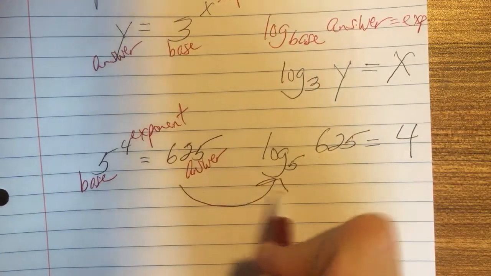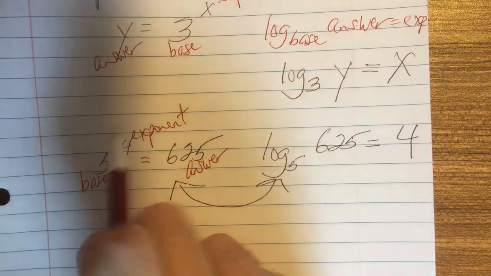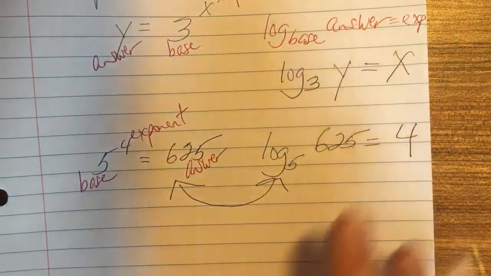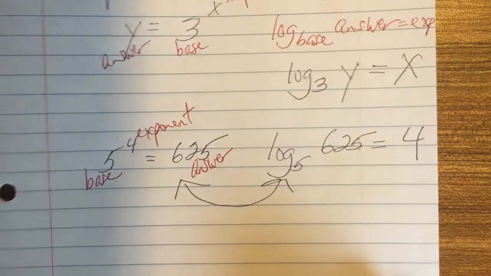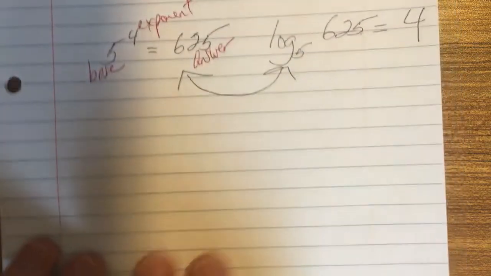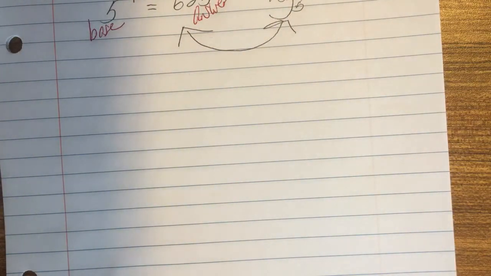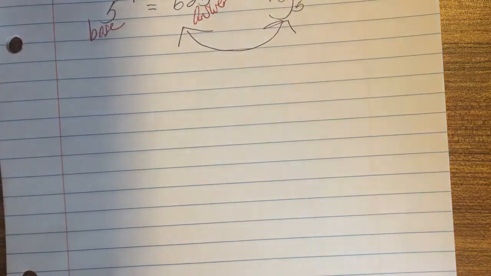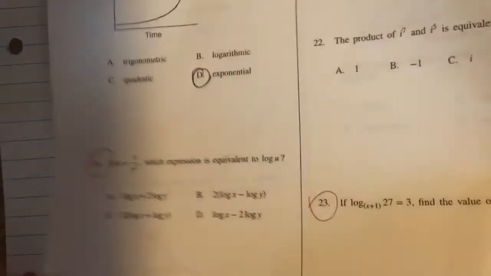Here you have two different ways of expressing the same relationship, exponent form and log form. Also can be called logarithmic form. And the next piece of this would be to understand how the graphs of exponential functions behave.